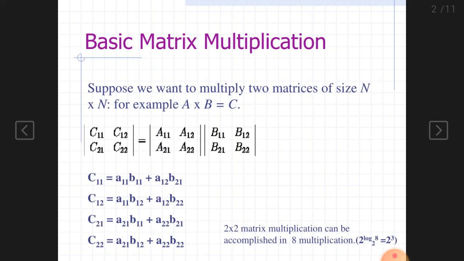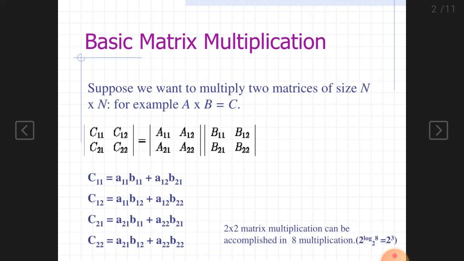A is m cross n, then the size of B should be n cross some other value x, suppose, and the size of C will be m cross x.